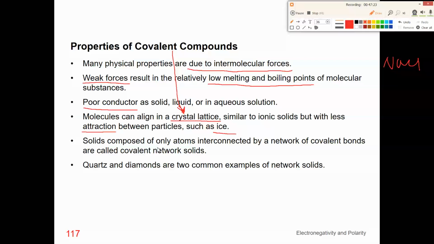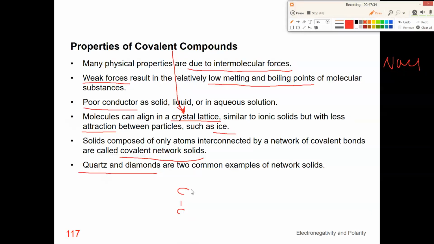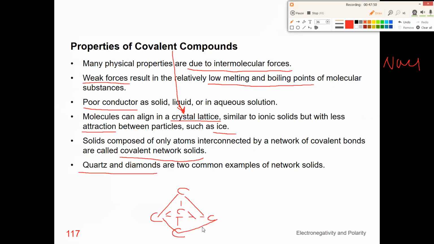Sometimes a solid covalent compound can form what is called a covalent network solid, like diamond. Diamond is pure carbon. Pure carbon atoms form a covalent network. So diamond is a tetrahedral structure. Quartz, I believe quartz is silicon dioxide. Maybe I'm wrong, but it's a kind of covalent network.